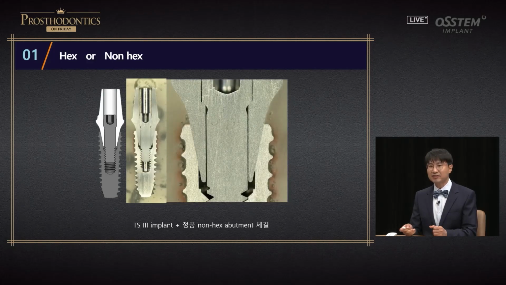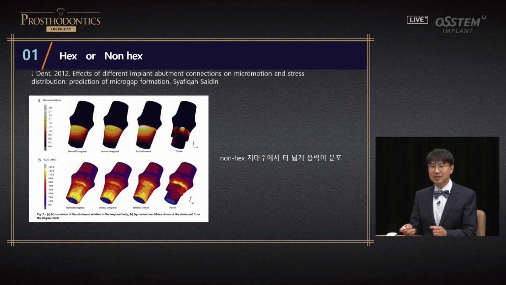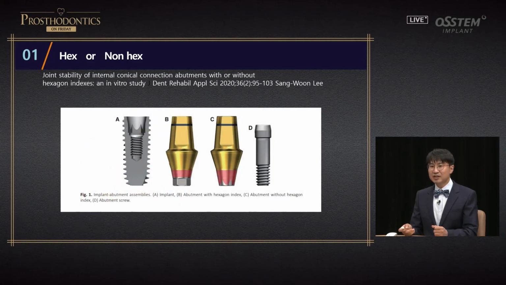This is hex abutment. Let's look at the difference with non-hex abutment. If you look at the literature, non-hex is known to be more favorable in terms of stress distribution compared with hex, and this is because it has a wide contact surface. And I agree. This is a study done by Gangneung Wonju University. This addressed some of the questions I had.